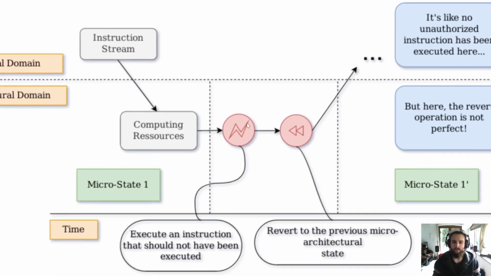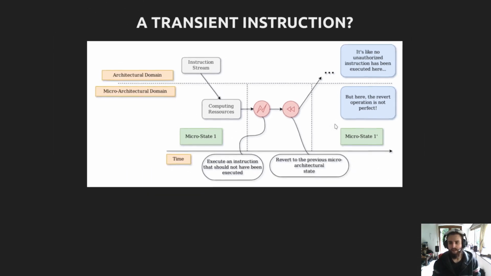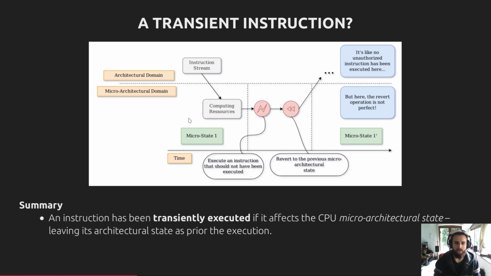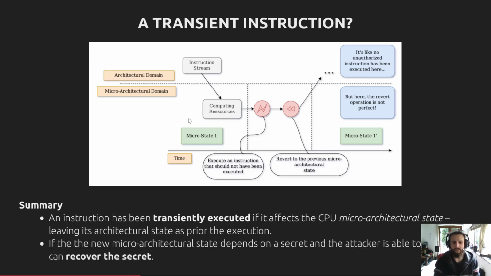In this case, the processor performs a revert to the previous microarchitectural state. But for the programmer at the architectural domain, it's like no unauthorized instruction has been executed. But in reality, the revert is not perfect. So when transient execution happens, it affects the CPU microarchitectural state, leaving the architectural state as it was prior to the execution, and it can reveal a secret if the microarchitectural state change depends on a secret.